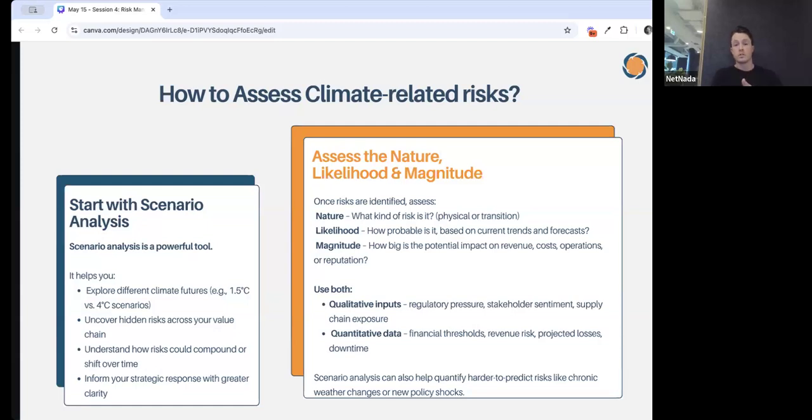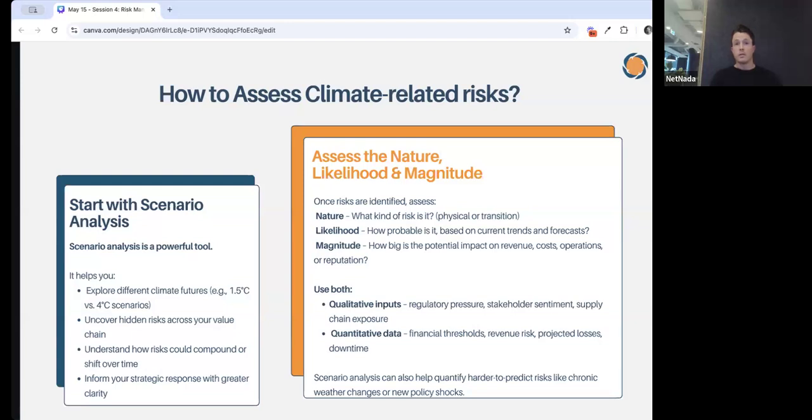Or is it a transitional risk like we spoke about just before: new regulations, new technology, shifting customer expectations, whatever it may be? Once we've done that and we know the nature of what we're looking at, then we start to look at the likelihood. Again, it's following a very similar process. How probable is this? Is it going to happen regularly? Is it going to happen severely? Are there some historical trends that we can look at? Are there market signals? Do we even have any forecasts potentially?